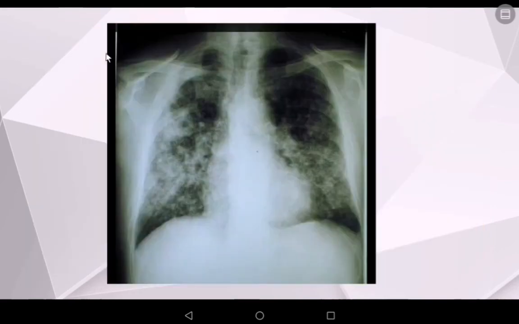This is an example of a chest X-ray of a person with silicosis. As you can see, there are various nodules, and fibrosis can also be seen. Fibrosis can be seen on both sides of the lungs, but it is most commonly seen in the middle and the lower lobe.